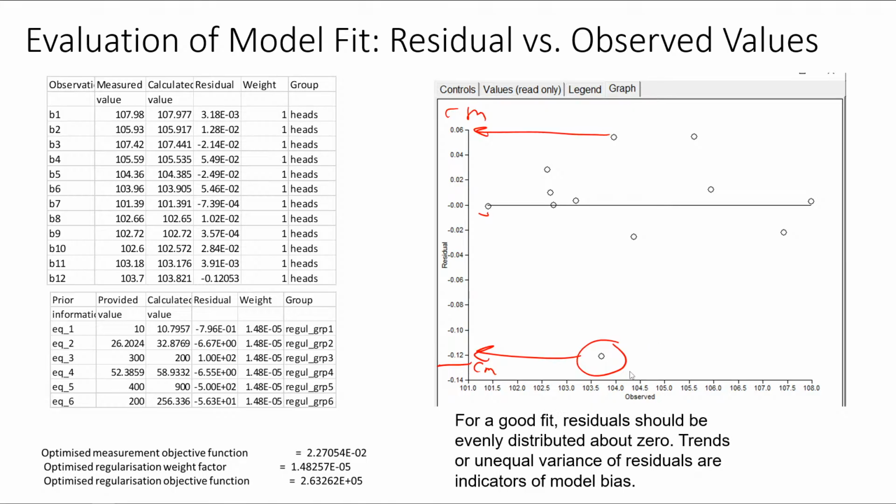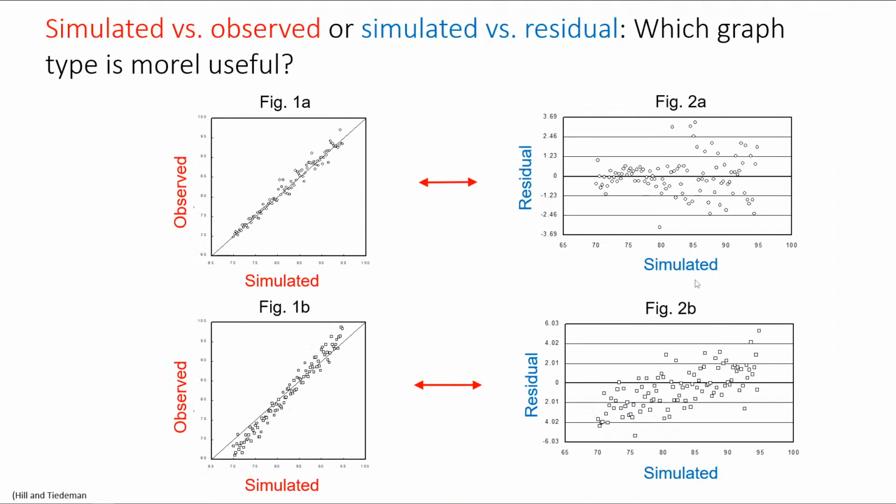So let me show you what problem: trends or unequal variance of residuals are indicators of model bias. What does this mean? Here, let me show you. See, this is a one-to-one line. This is the simulated, and this is the observed. If you are just looking at simulated versus observed on this one line, you don't see any problem here.